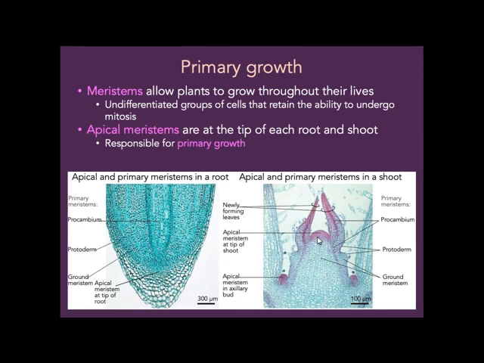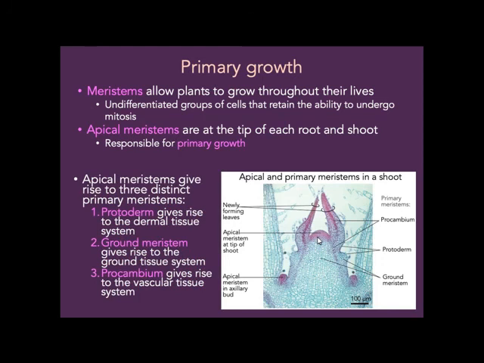Yeah. So apical meristems are responsible for primary growth. And so the apical meristem will give rise to three different kinds of meristems. The kind of meristem called protoderm is what's going to give rise to the dermal tissue system, and ground meristem gives rise to the ground tissue system, and procambium gives rise to the vascular tissue system. This is a little bit like what we learned about animal development, didn't we? Didn't we learn about different layers?